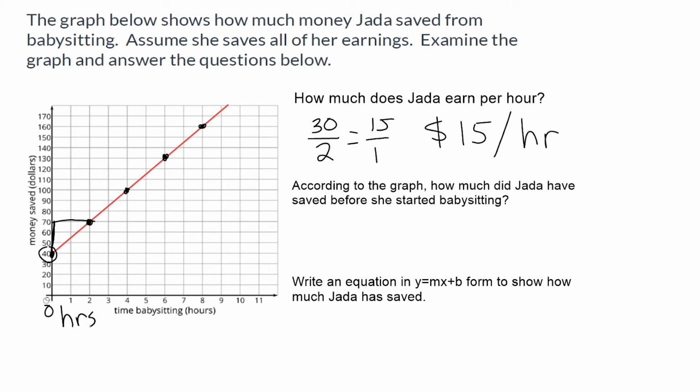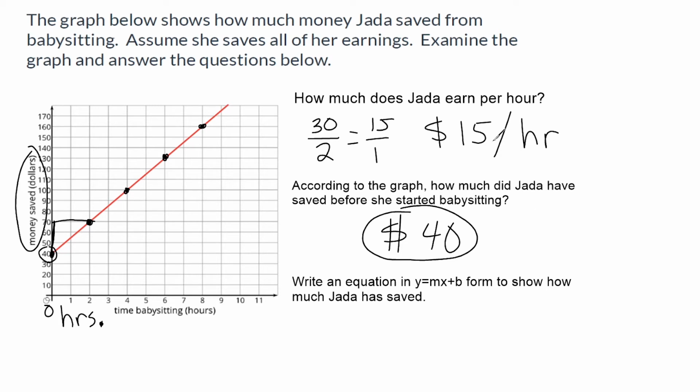Well, how could she have money even though she did not work any hours babysitting? Well, that is because she probably had money saved in the bank. So before she starts saving money through babysitting, Jada already has $40 in the bank. So the y-intercept is really what we are talking about here. Jada has $40 in the bank before she even begins earning money babysitting.